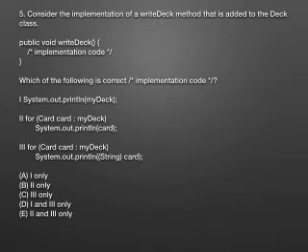Now let's take a look at question 5. Consider the implementation of the writeDeck method that is added to the Deck class. So we have a very brief method called writeDeck, and let's see which of the following is the correct implementation code. The first one is System.out.println(myDeck). The second one is a for loop which scans through all the cards of the array myDeck, and we use System.out.println(card).